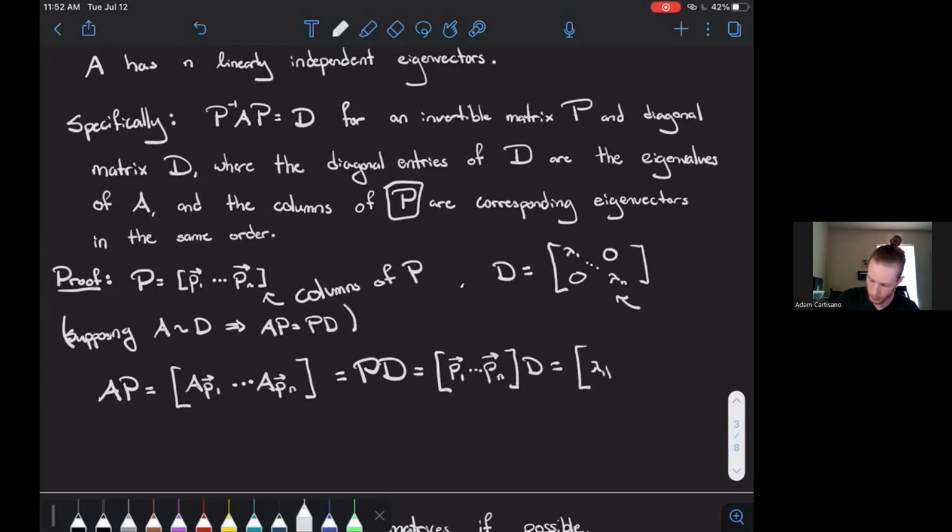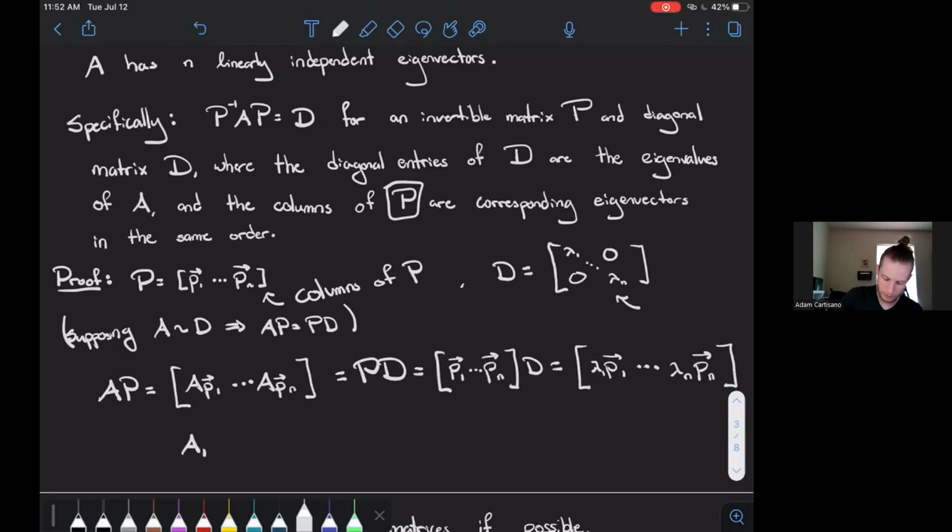Lambda 1 P1. A scaled version of P1 is the first column of this matrix, and so on, all the way up to the last one, lambda n Pn. It's a scaled version of the last column of P, and all in between, right? And now let's just look at what we have.